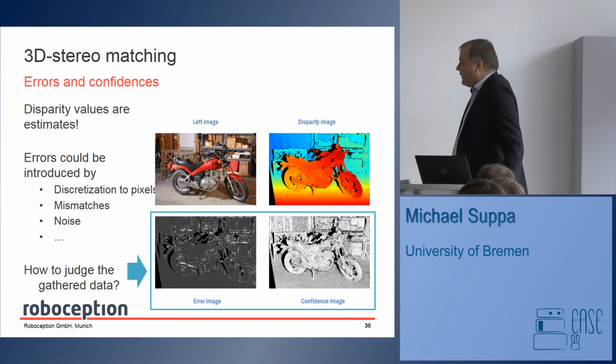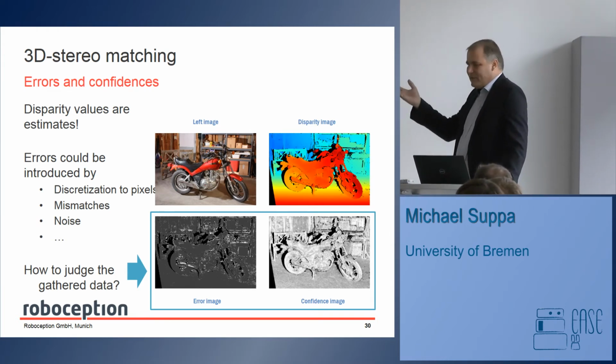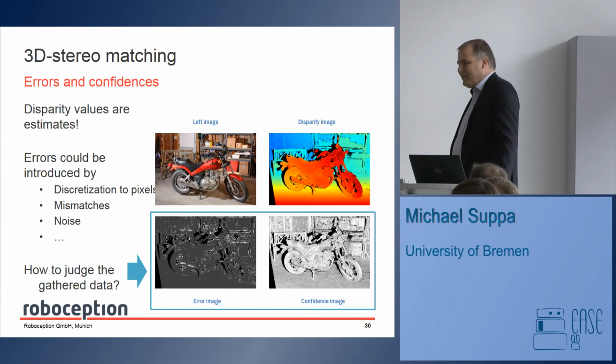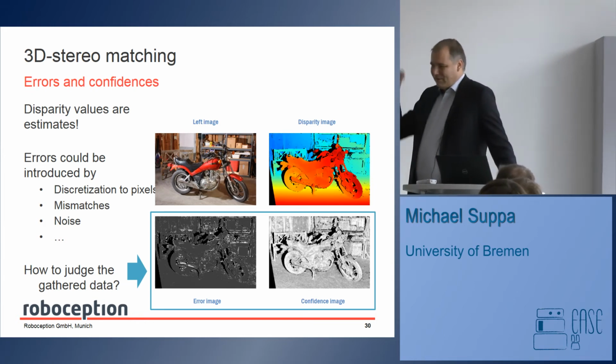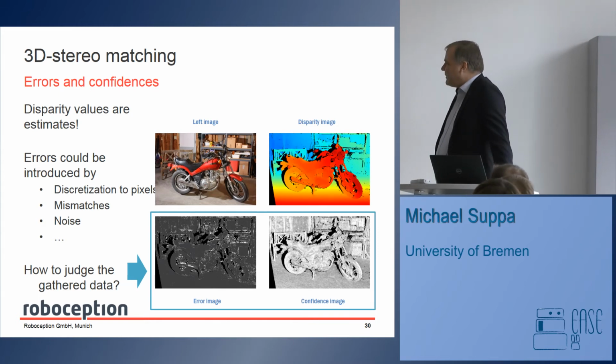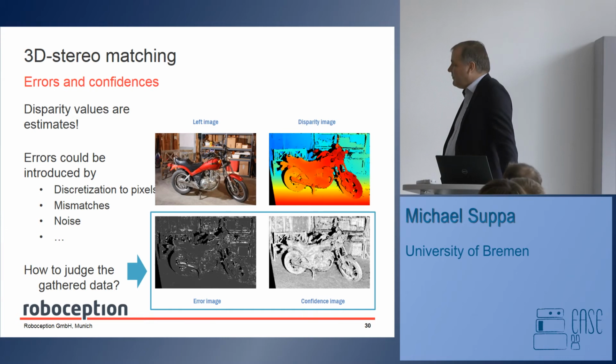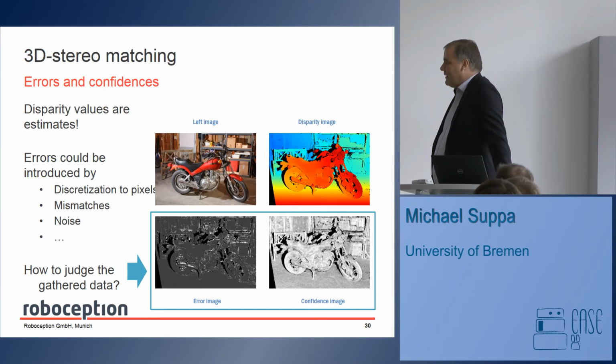Coming to the next point, now we have the disparity or depth image. Disparity is pixels, depth is range, so to say. Sometimes you mix them up, but in the end they describe the same value. Then you always have errors, and they can be introduced by multiple things.